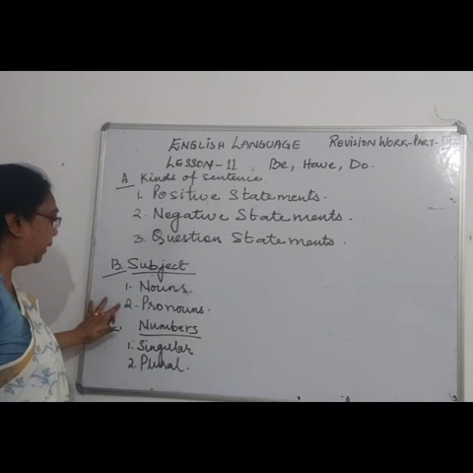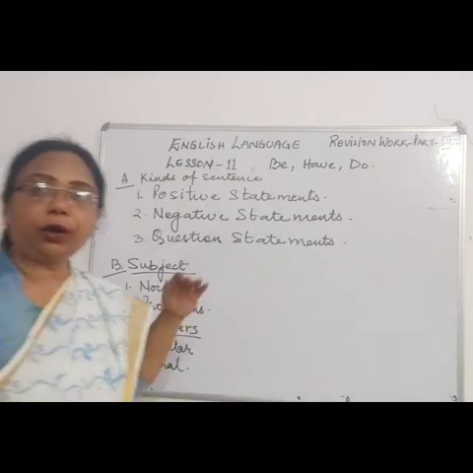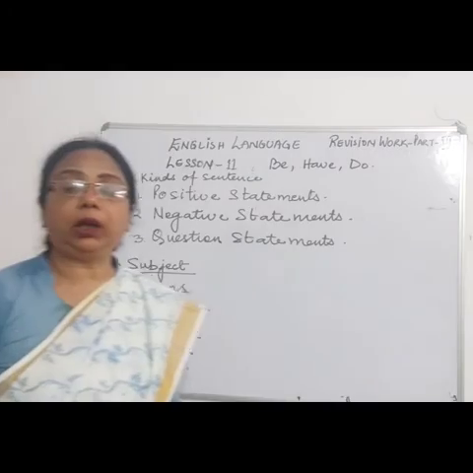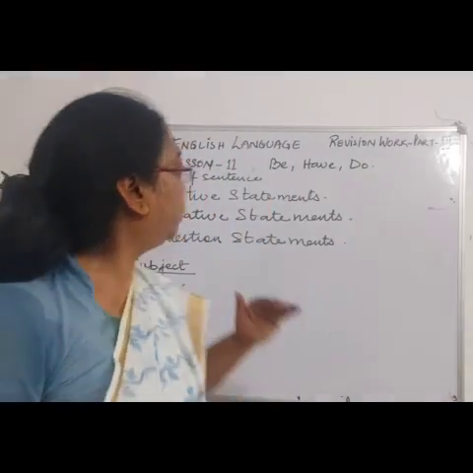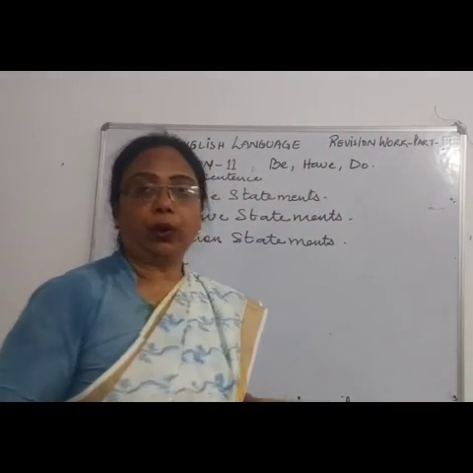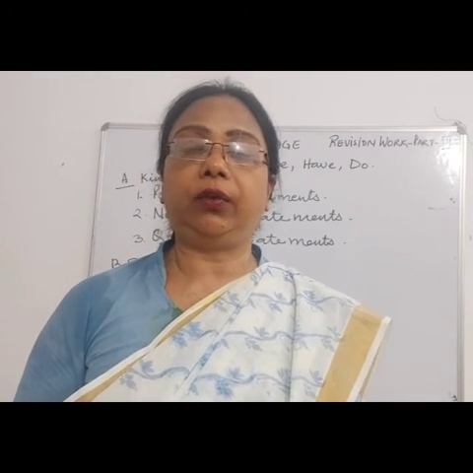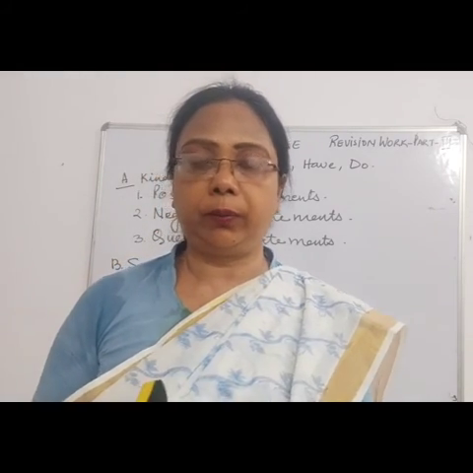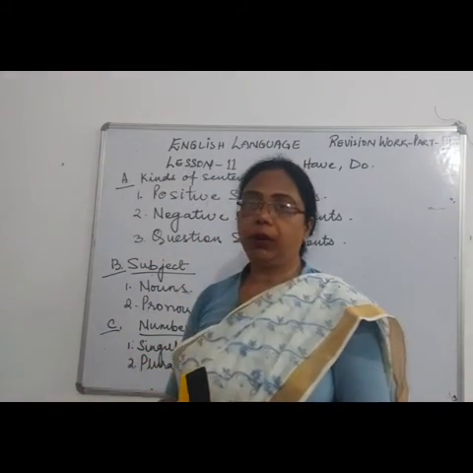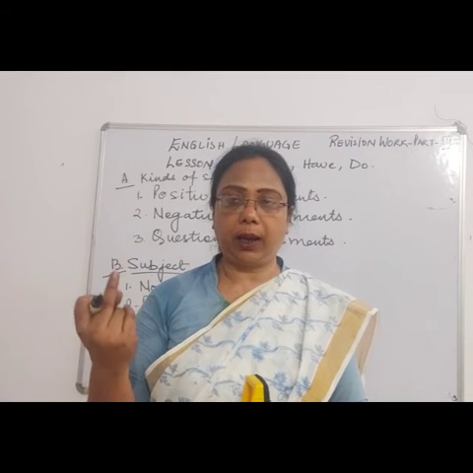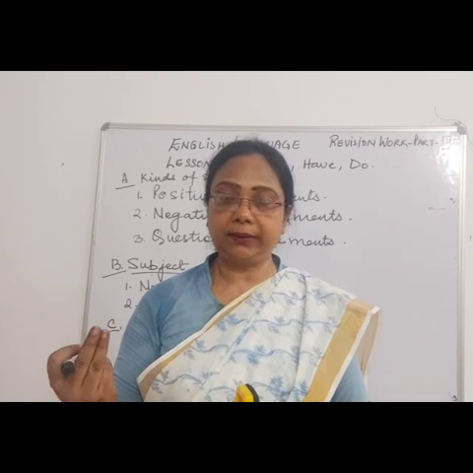Then the subject and number. According to these three things, we construct a sentence by using be, have and do. As we studied just now, some of the sentences we have used "is" before. So when we are using the number form, is and are are used for singular and plural, and that is for present tense.